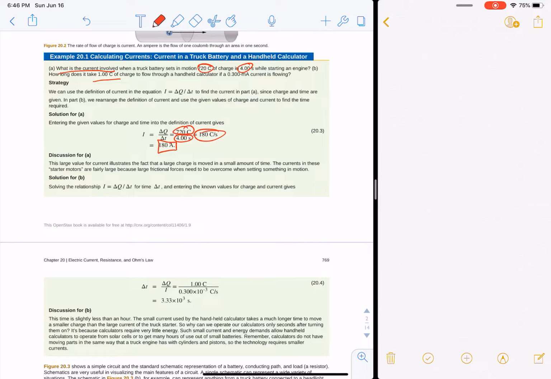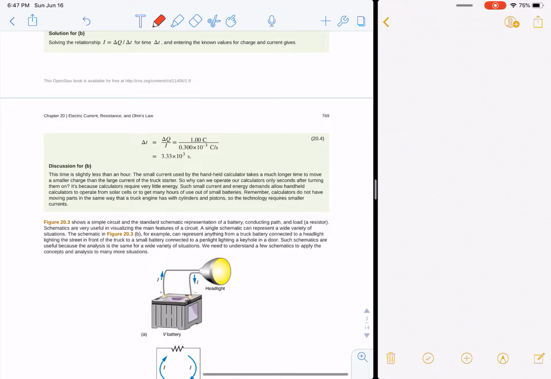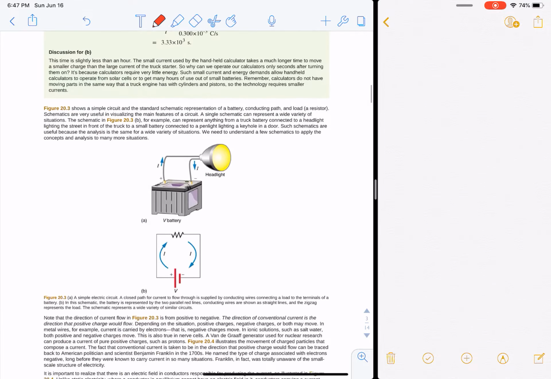And then, how long does it take for 1 coulomb of charge to flow through a calculator? This is a completely unrelated current, a truck battery and a handheld calculator. Interesting, strange fellows. How long does it take 1 coulomb to flow through a handheld calculator with 0.3 milliamps? Milliamps is 10 to the minus 3 amps. So here's our answer. We've got 1 coulomb, and we're pushing 0.0003 amps, or coulombs per second. And so it would take 3,000 seconds for that to happen.